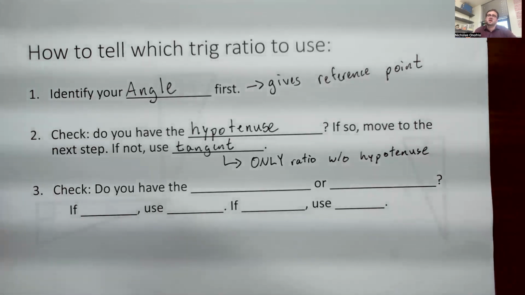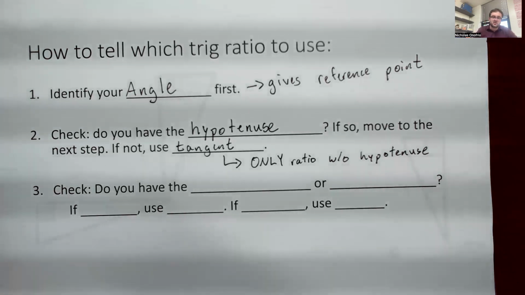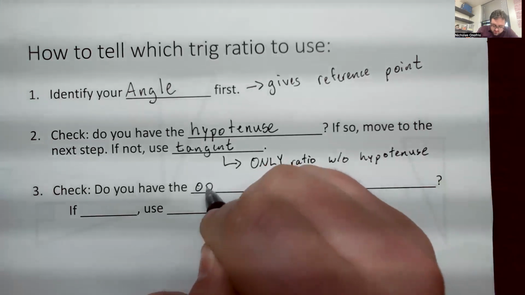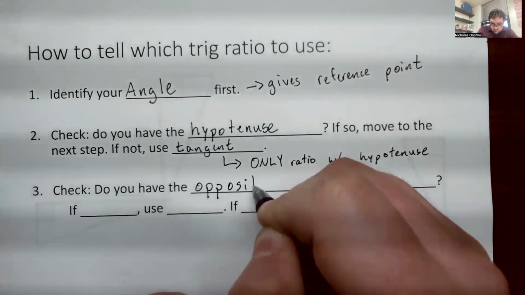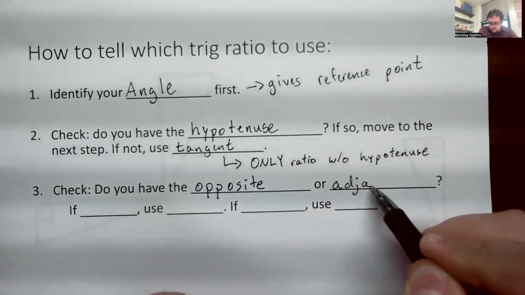Let's say you do have the hypotenuse. Then you're going to have to deal with some of the vocab. You need to check, do you have the opposite side? Or do you have the adjacent side?